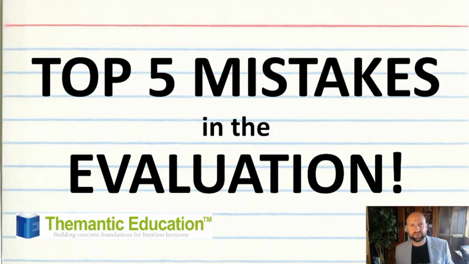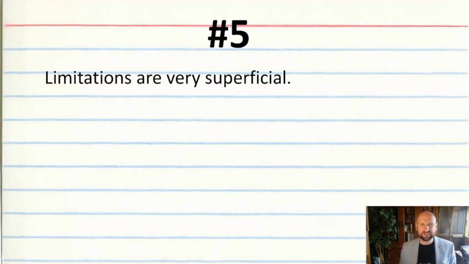Alright, so let's get cracking with the last video in this series. Hopefully you've watched the other 3 videos and you've used these to check your IA as you go along. The top 5 mistakes here in the evaluation. Number 5, the limitations are pretty superficial.